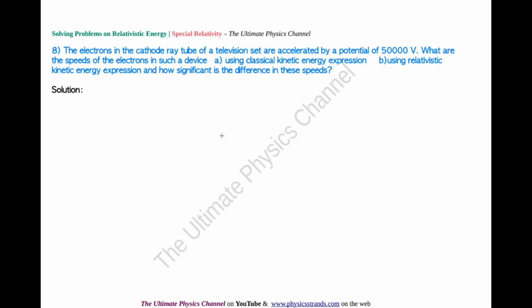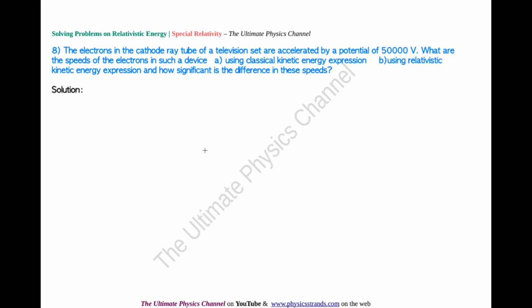Right, next one. The electrons in the cathode ray tube of a television set are accelerated by a potential of 50,000 volts. What are the speeds of the electrons in such a device? Using the classical kinetic energy expression, that's the first part, and then again using the relativistic kinetic energy expression, the second part. And how significant is the difference in these speeds?